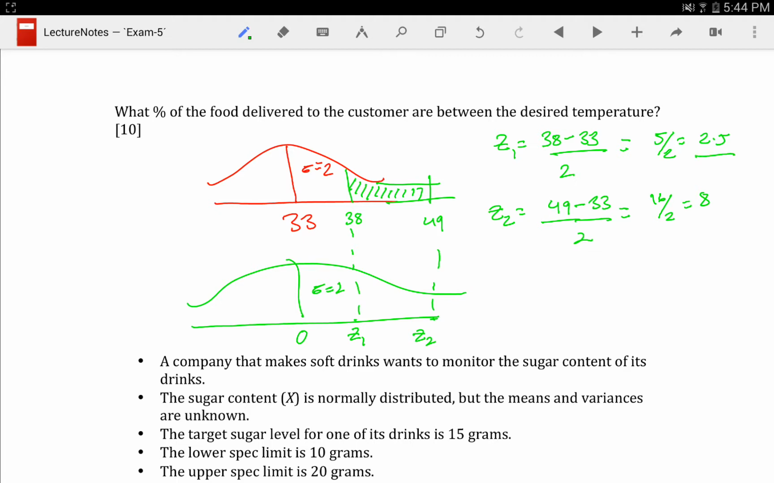The Z of 2.5 comes out to be 0.9938 from the table. You don't have a Z equivalent of 8 in the table, because it's so far out that it's almost 100%, so call this 1. So we have about 0.0062, that is only 0.62% of the food that is brought out is within the required temperature.